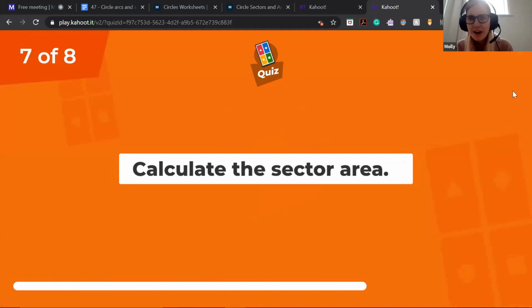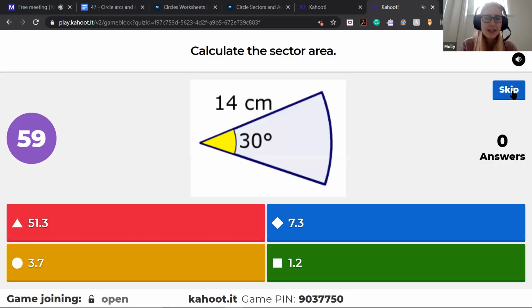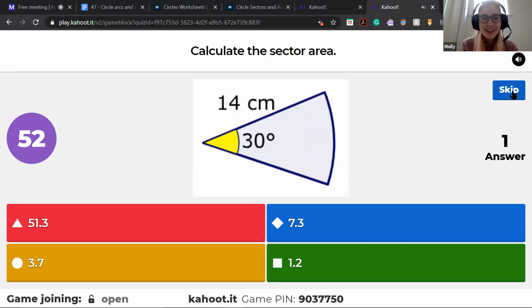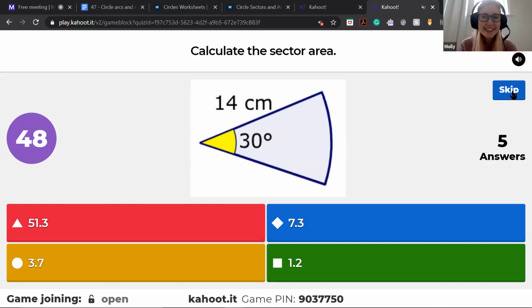Okay, so a bit harder to guess this one. We want to calculate the sector area. So the area of that, I don't know, cake slice, pizza slice. All my analogies seem to be food. Probably says a lot. But give it a go, even if you're not sure.